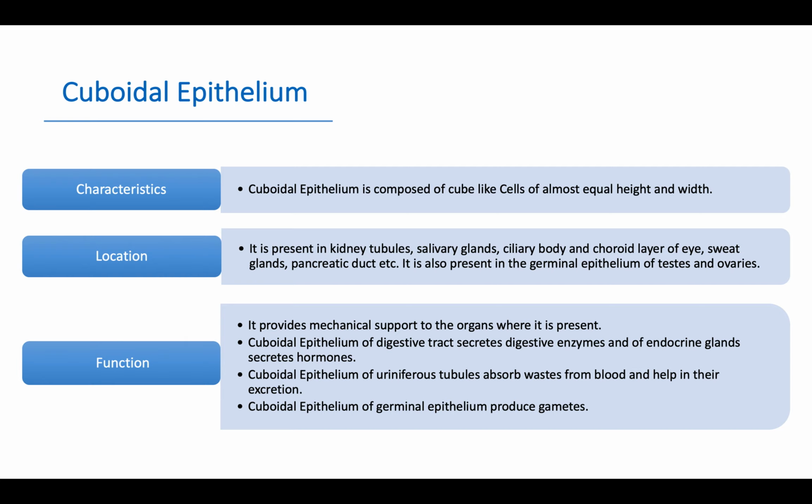Cuboidal epithelium provides mechanical support to the organs where it is present. Cuboidal epithelium of digestive tract secretes digestive enzymes and of endocrine glands secretes hormones. Cuboidal epithelium of uriniferous tubules absorbs waste from blood and helps in their excretion. Cuboidal epithelium of germinal epithelium present in the gonads produces gametes.